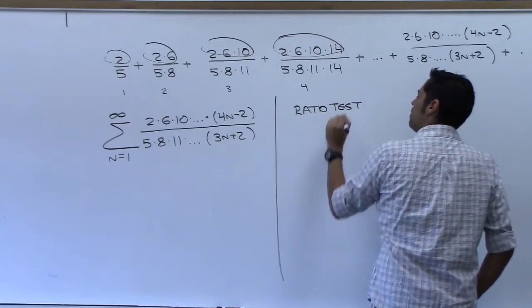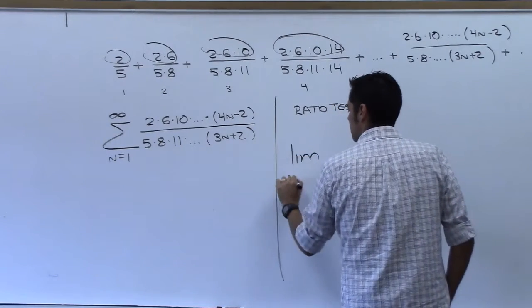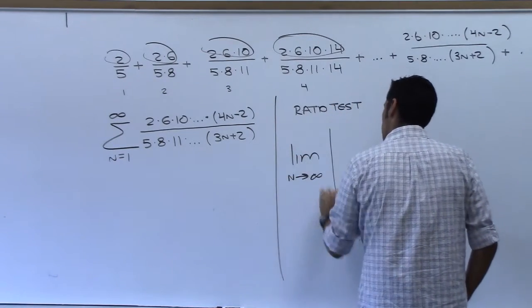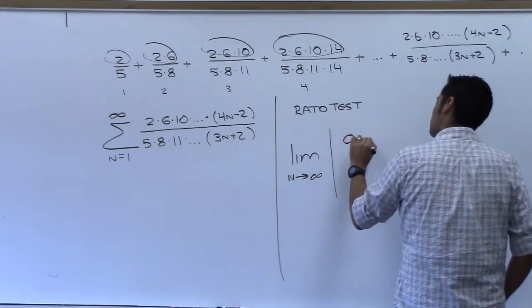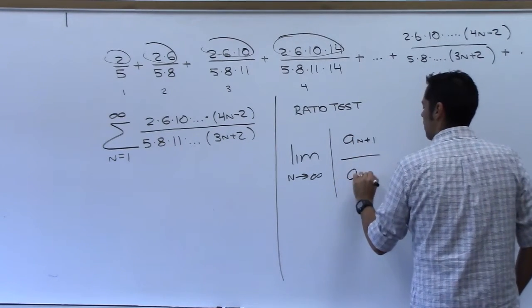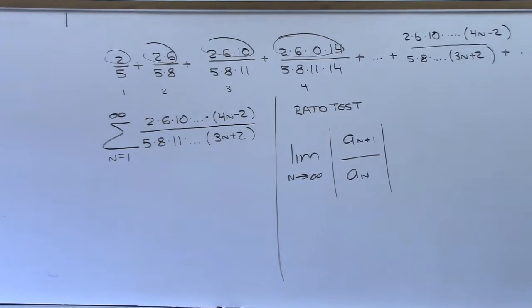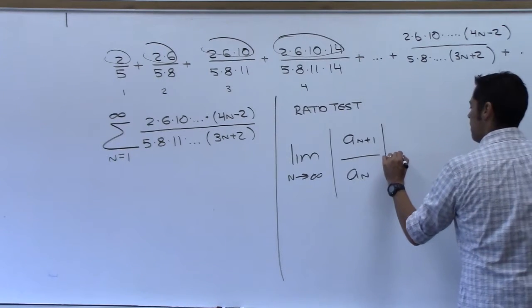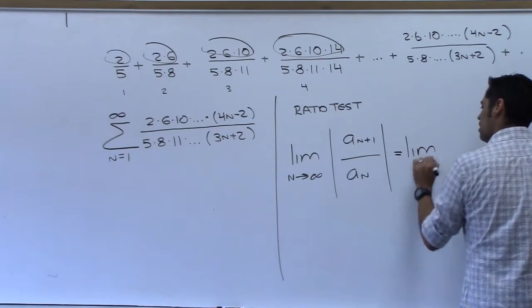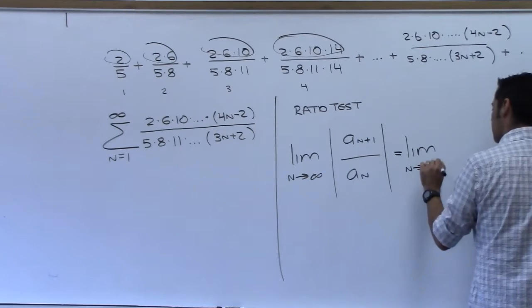The ratio test means we're going to take a limit as n goes to infinity of the absolute value of a sub n plus 1 over a sub n, right? That's what the ratio test is. If that turns out to be a number less than 1, it converges. If it's greater than 1, it diverges. If it's equal to 1, the test is inconclusive, right?